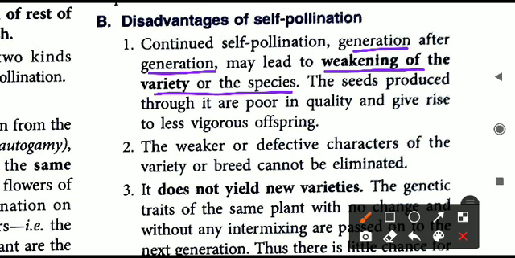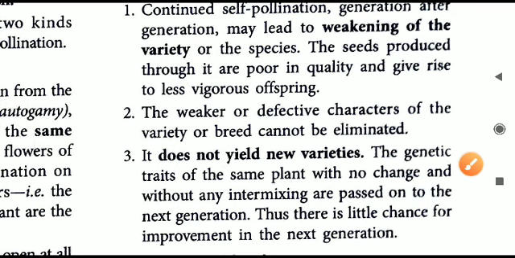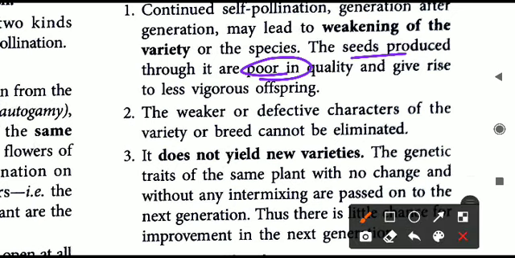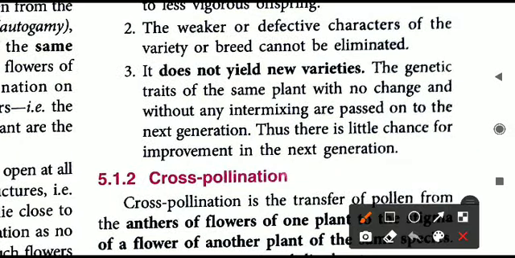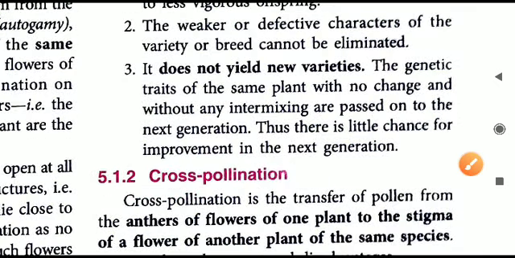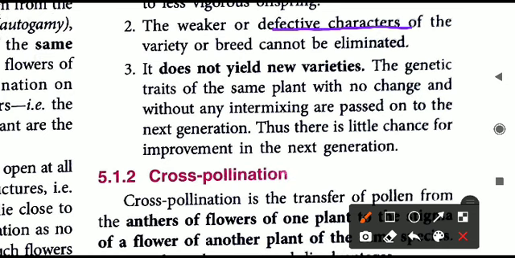Maybe they are related to natural factors. So as a result, what will happen? The species will become weak, and ultimately there is a risk that the particular species may become extinct in the long term. So the seeds which are produced are poor in quality, and as a result there is weakening of the variety of species. Same point repeated again, the defective characters are not eliminated. If there is a disease in a plant species, that will continue, because self pollination is going on. The same disease will continue in the coming generations also. The disease I have taken as an example, it can be any other defective character also.